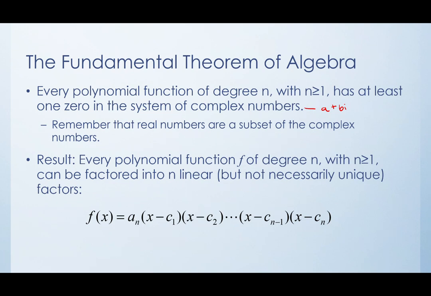So really this means that every polynomial function of degree n can be factored into n linear, but not necessarily unique, factors. Now these numbers that we're talking about, c1, c2, cn, might be real or complex. We don't know at this stage what they are, but if it's an nth order polynomial, it has n factors. Now we're not proving this, we're just giving it to y'all. If you want a proof on this, go take some higher level math classes.